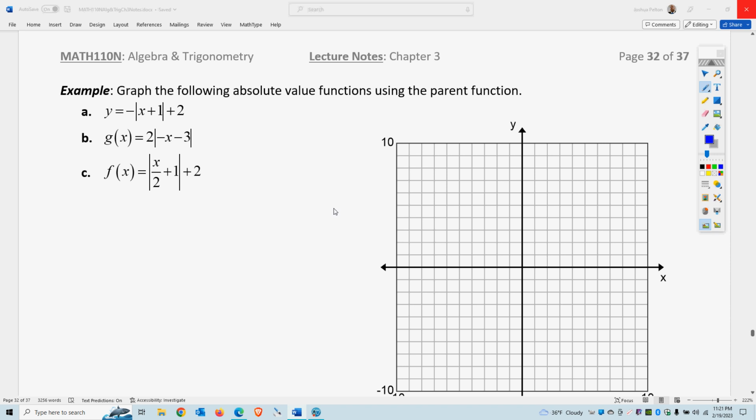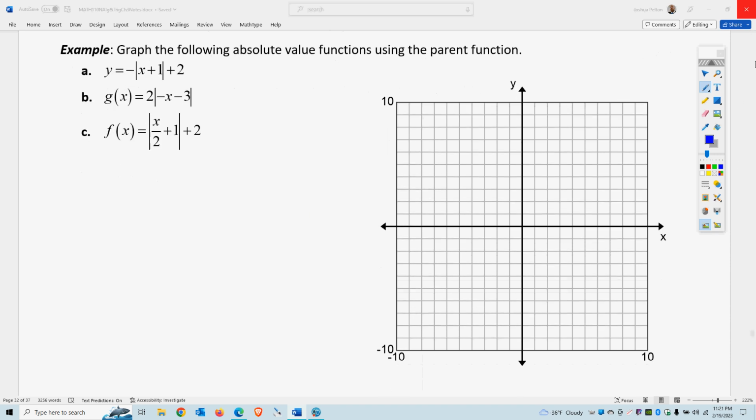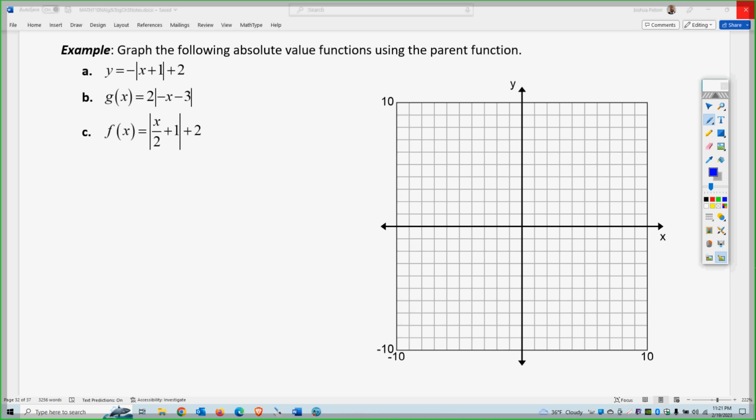This is Professor Pelton. This is part 2 of chapter 3, section 6. Now we're just going to do transformations using the parent function, and we will do it in the correct order.